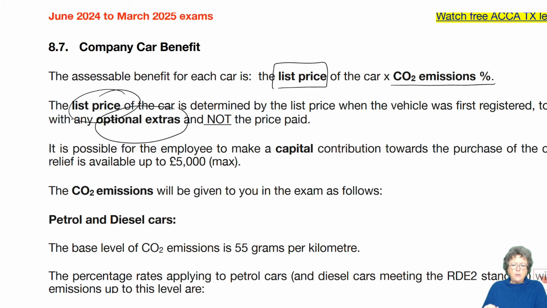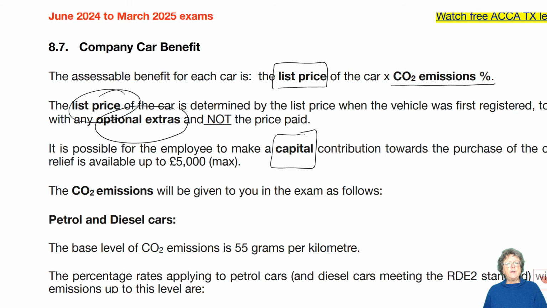Now, that list price can be reduced by a capital contribution. Be careful when you read the question that it's not a contribution towards the use of the car, and especially if it's for the fuel of the car, which isn't allowed. It has to be a capital contribution.